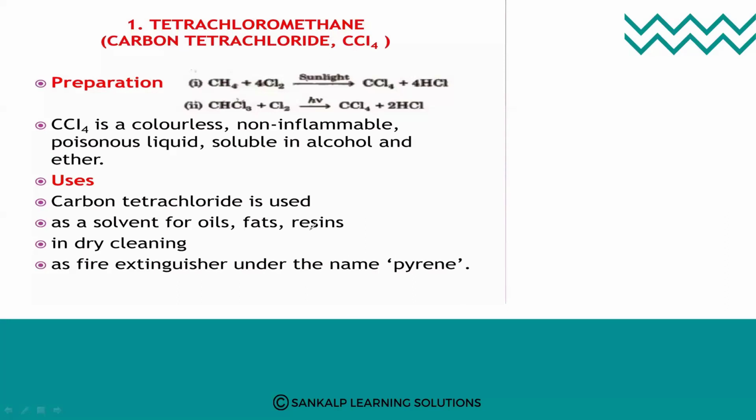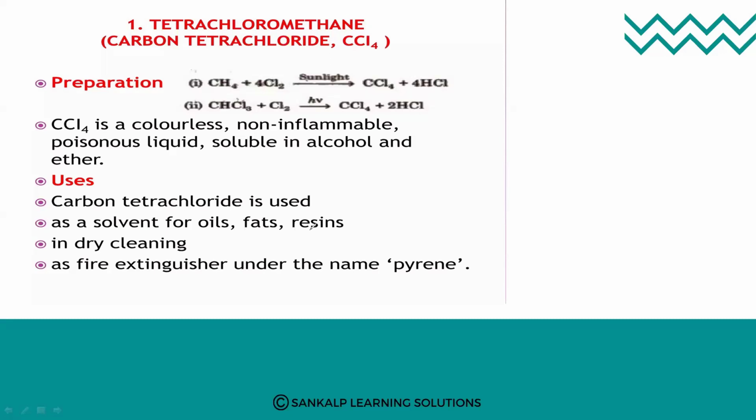So these were some of the properties. Then what are the uses? Carbon tetrachloride is used as a solvent for oils, fats, resins. Then carbon tetrachloride is used in dry cleaning. And also it is used as a fire extinguisher.